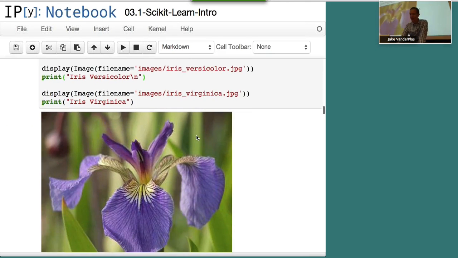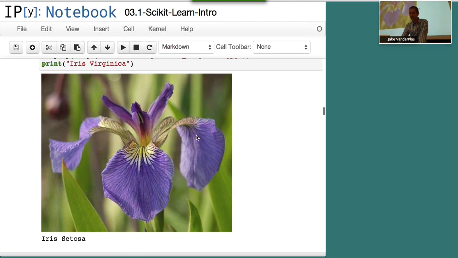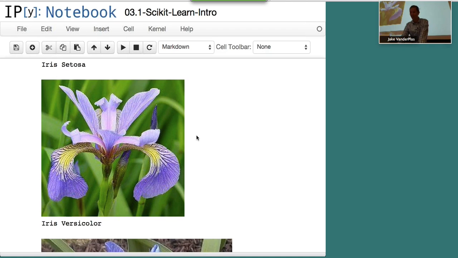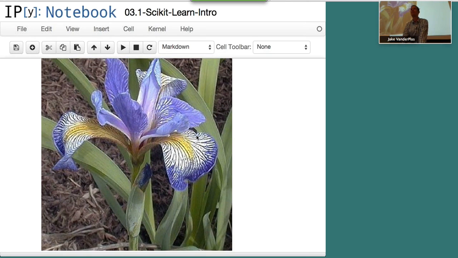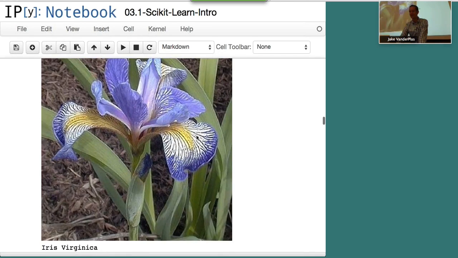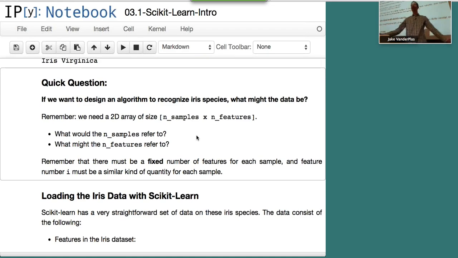They had 3 different species of irises in this particular woods. One was the iris setosa, which looks like that. One was iris versicolor, which looks like that. And one was iris virginica, which looks like that, right? So now you have these 3 different types of irises, and you want to classify what kind of species they are. So in this case, what does the number of samples refer to?